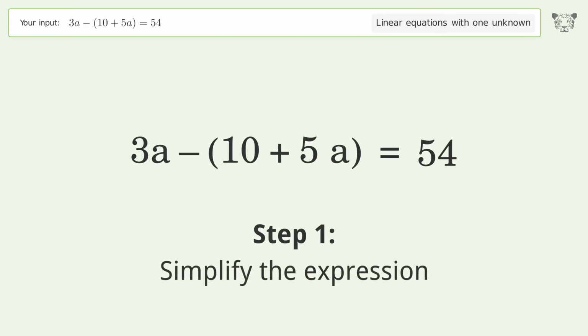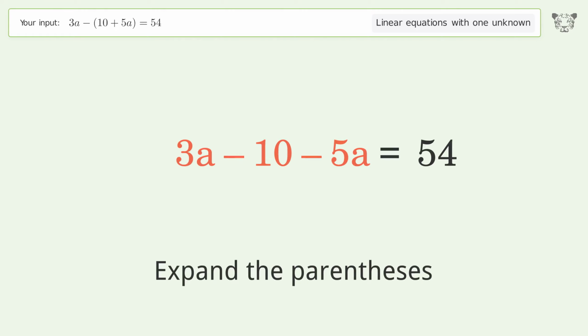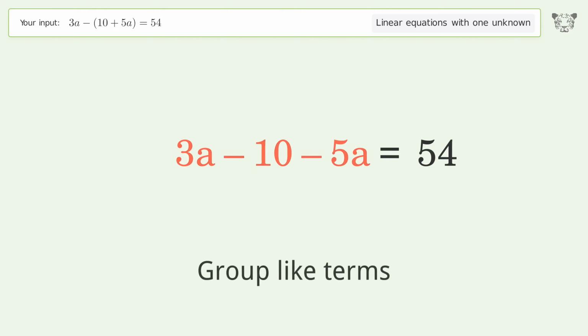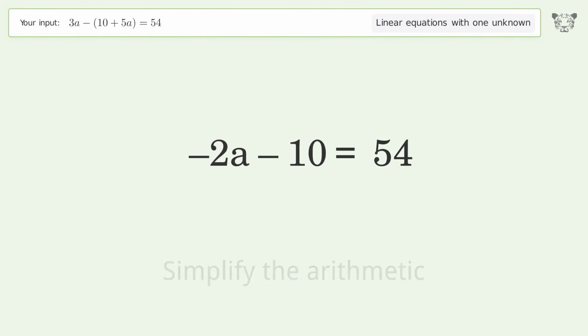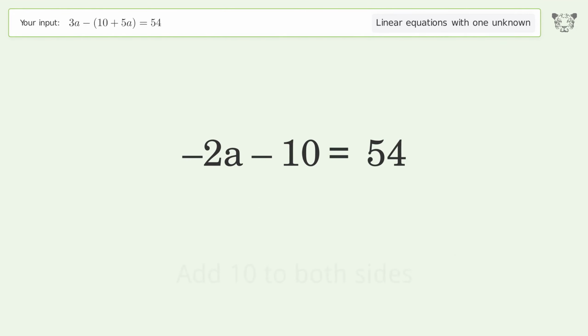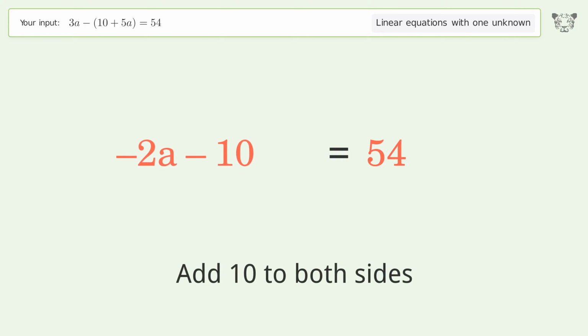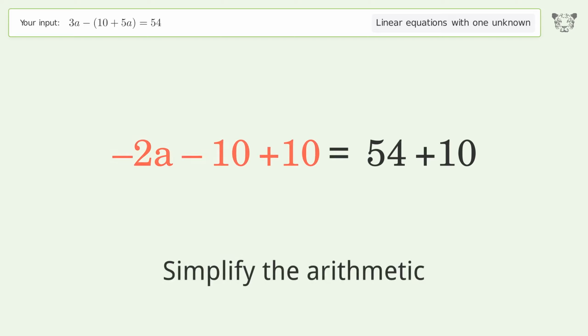Simplify the expression. Expand the parentheses. Group like terms. Simplify the arithmetic. Group all constants on the right side of the equation. Add 10 to both sides. Simplify the arithmetic.